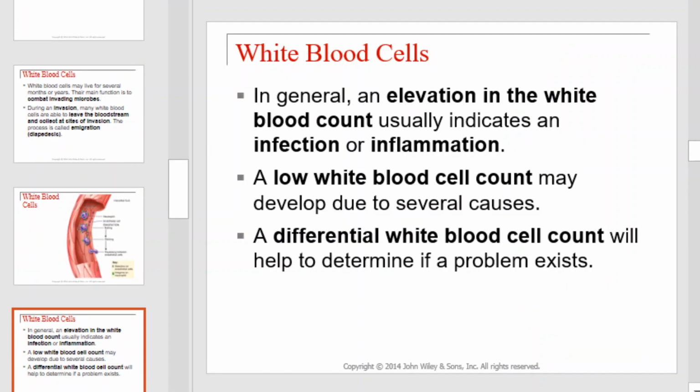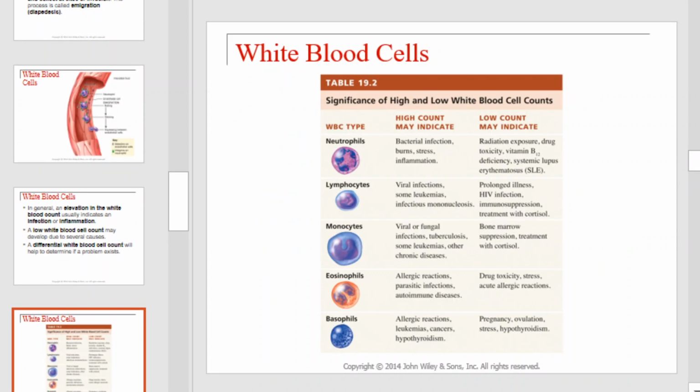In general, an elevation in white blood cell count usually indicates an infection or inflammation. A low white blood cell count may develop due to several causes. A differential white blood cell count will help to determine if a problem exists. This table summarizes the significance of high and low white blood cell counts for each cell type.